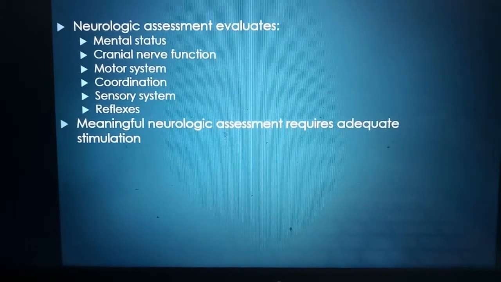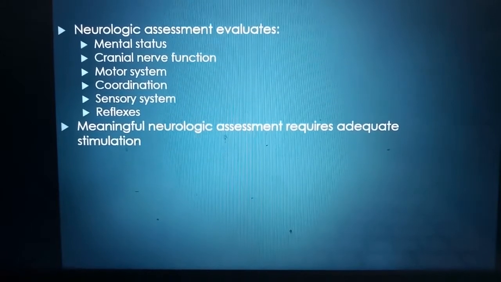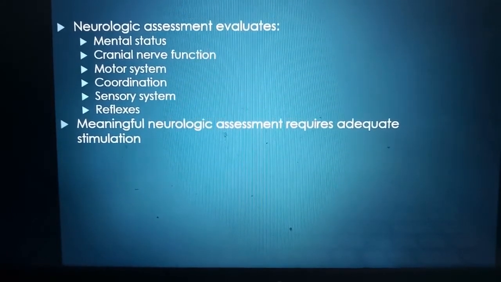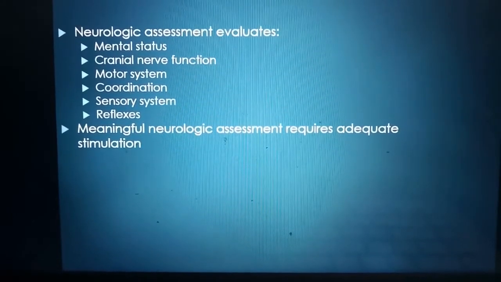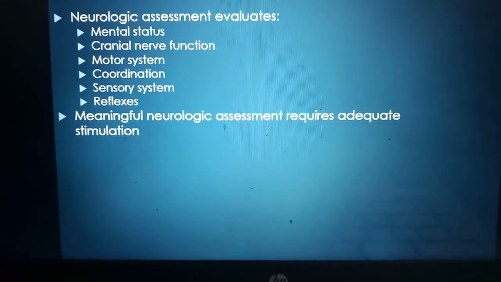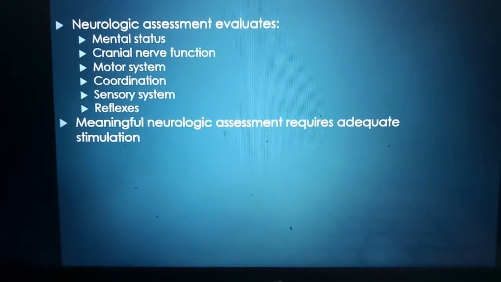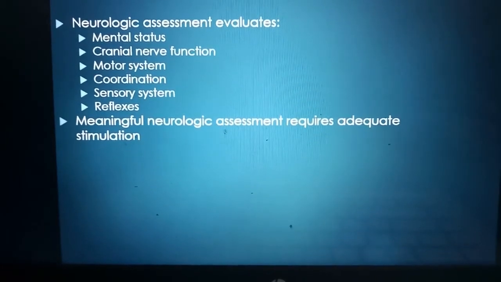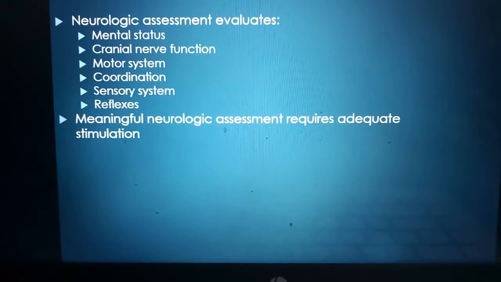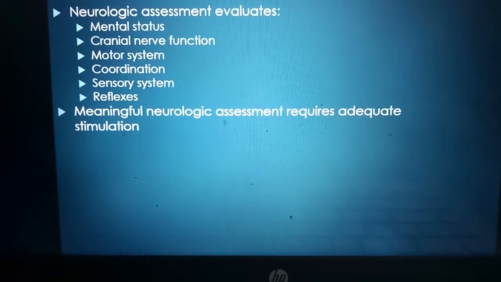The next thing is we have to test the various parts of the nervous system. So how do we test for the various parts? We have to check the mental status of the person. We have to check the cranial nerves. We have to check the motor system, that is the muscle. We have to check the coordination, that will tell us whether the cerebellum is okay. We have to check the sensory system and the reflexes.